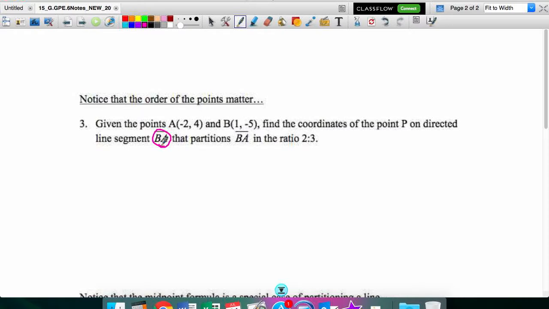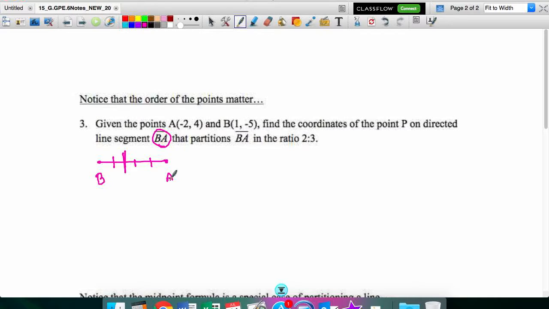This time we're not partitioning A to B, we're partitioning B to A. So it changes the order of our points, and it will actually completely change our answer. Visually, it's the same thing. We're finding the particular portion which is going to split the segment into 2 parts on the left to 3 parts on the right. But instead of going from A to B, this time we're going from B to A. So that particular partition is going to be closer to B rather than A.